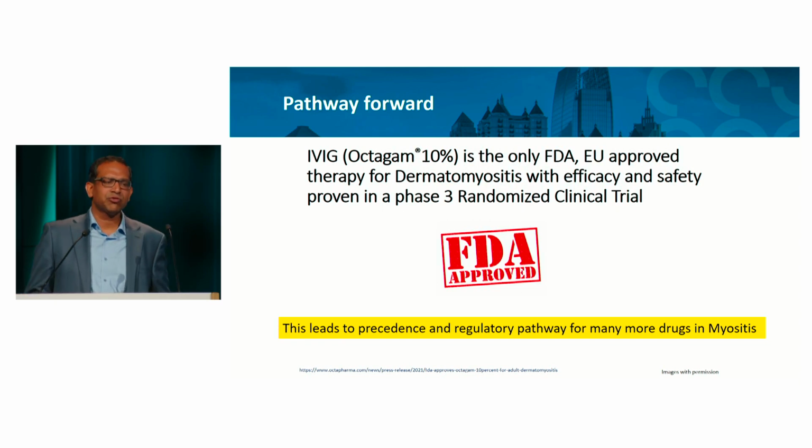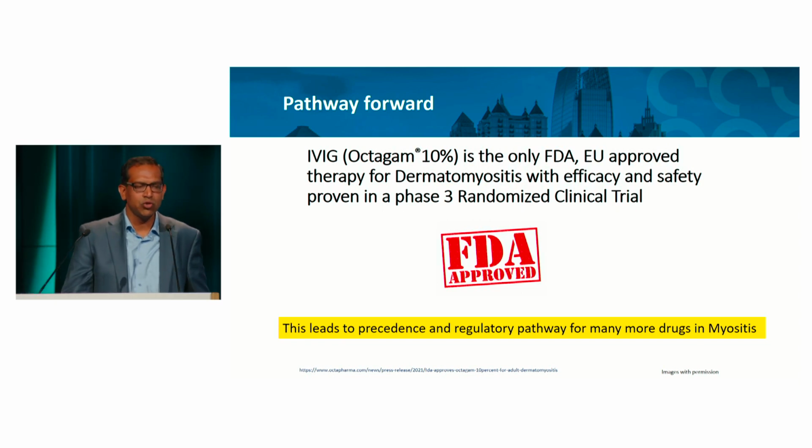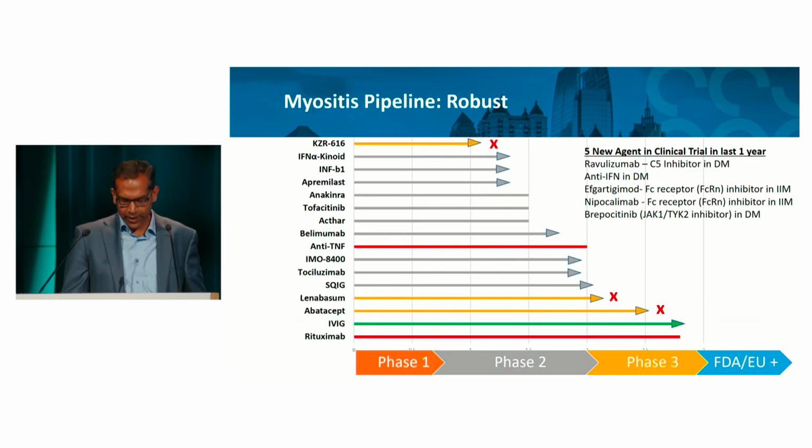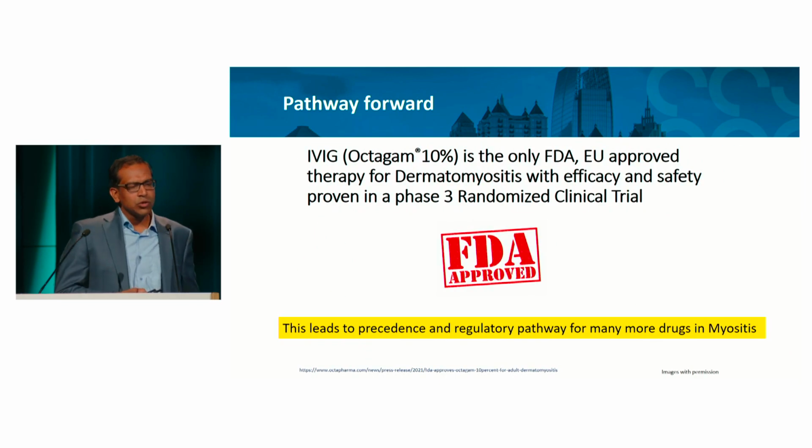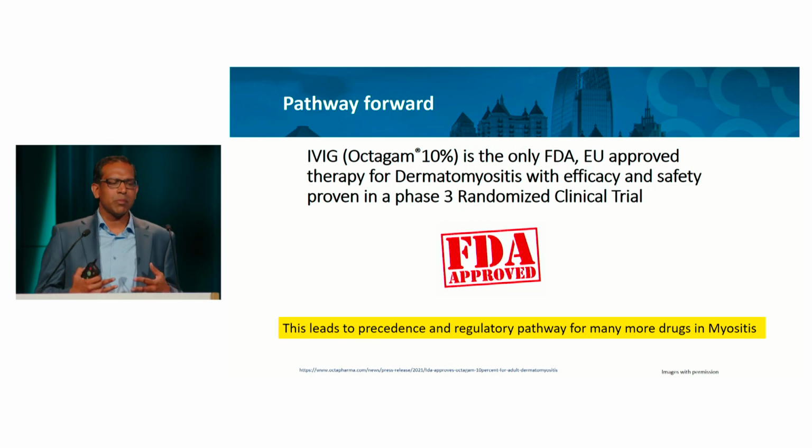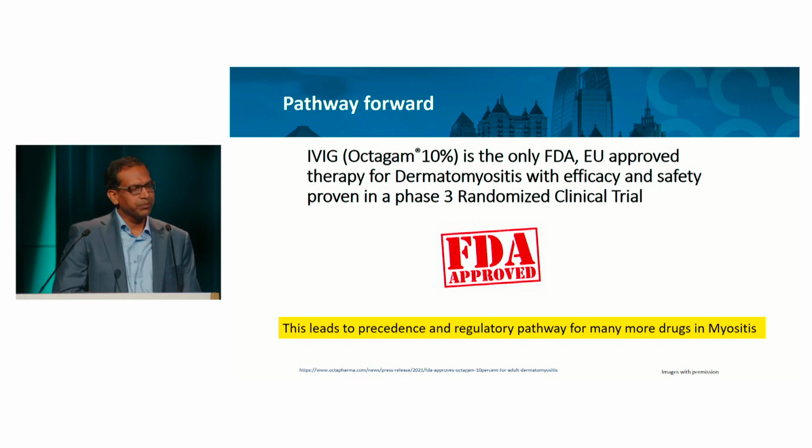So basically, this trial, IVIG, is the only FDA, EU, and other agencies approved condition for dermatomyositis with efficacy and safety proven in a phase 3 randomized clinical trial. And also, this leads to a precedence and a regulatory pathway for other myositis drugs or therapeutic targets or clinical trials to be successful. So this trial, to me, was not so much to prove IVIG, but to at least lay a regulatory pathway, to make sure that outcome measures work and prove other things that were very important.